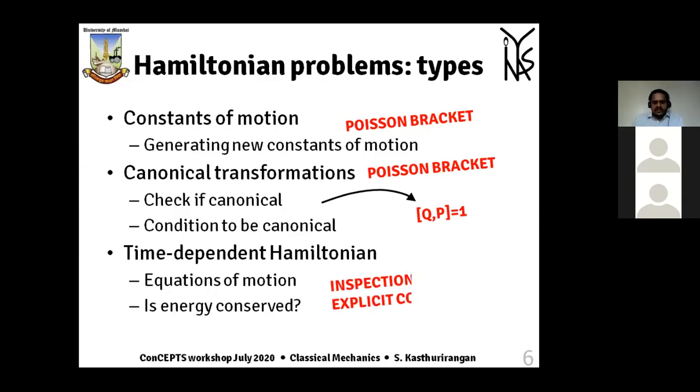And in addition, sometimes a time dependent Hamiltonian is given and you are asked to either find the equations of motion, or you are asked questions like, is the energy conserved, is the total energy conserved, or what is the difference between the total energy and the Hamiltonian. These kinds of questions are asked. And in this case, most of the time by inspection plus prior knowledge, if you have had practice of this kind, if you have come across such systems before, that really prepares you for this kind of question.